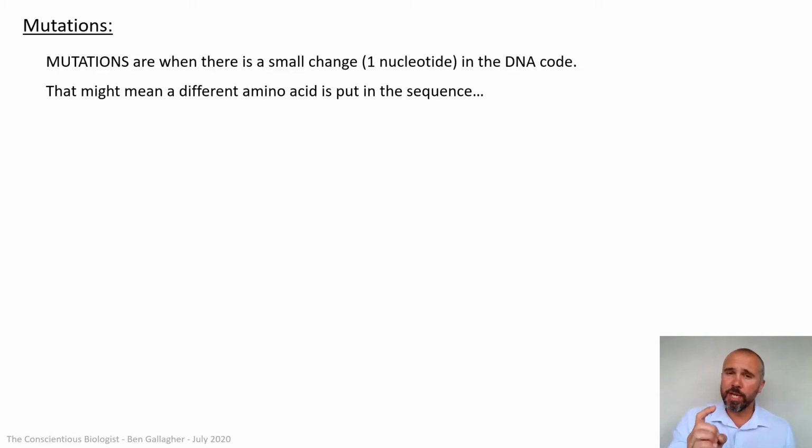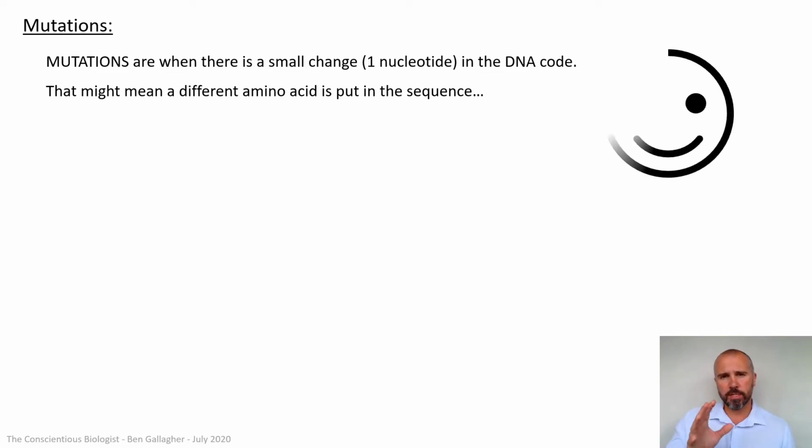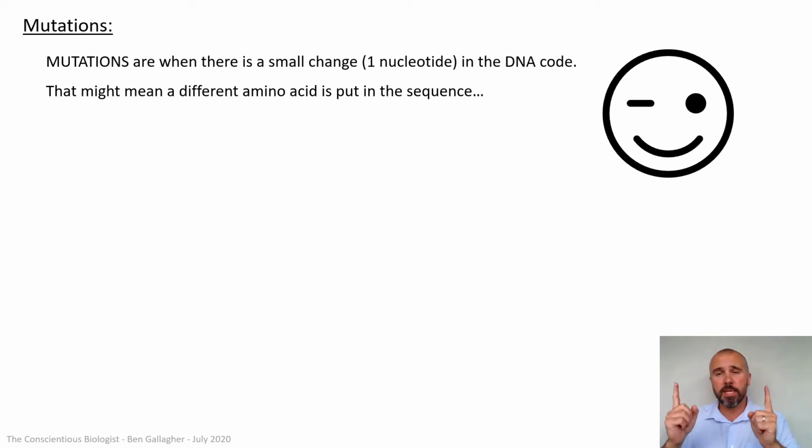Now, if you change the code, that might mean that a different amino acid is put in the sequence. So for example, going by the last slide where we looked at protein synthesis again, and I used emojis like this one to represent the amino acids. Just look at this one above my head, and I want you to focus on 3 things about it. It's 2 eyes and its mouth. It's basically a circle with those 3 features in there. On this one above my head, it's got 1 open eye, 1 winking eye, and a smiling mouth.